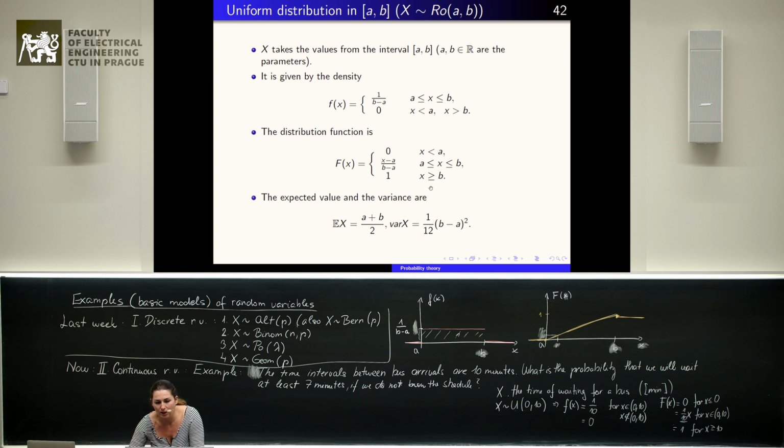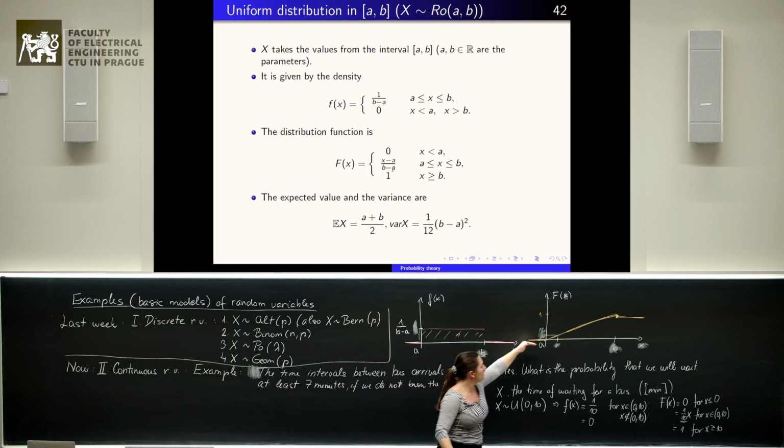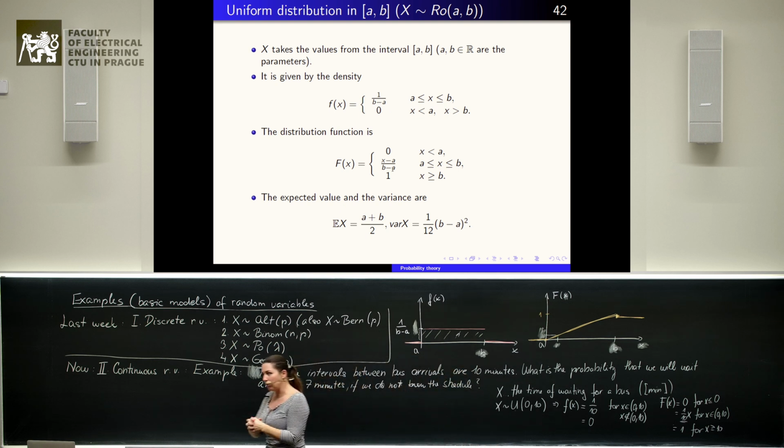And between a and b, between the lower and the upper boundary, it is a linear function where 1 over b minus a means the growth and the velocity of growth. And x minus a means that it is linear and it is shifted from 0 to a on the horizontal axis. So it means that it starts to grow in the point a, given by the term x minus a. So that's the explanation of the form of the distribution function.